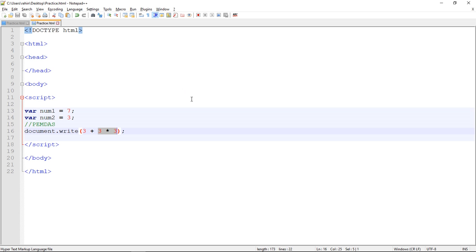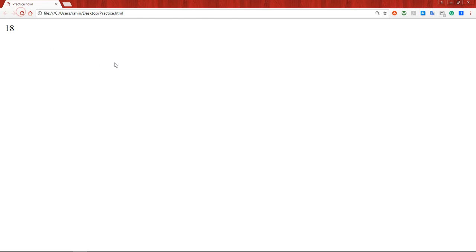Now, if you need for some reason the addition to take precedence over the multiplication, what you can do is again use the very first level of precedence, which is parentheses. So just enclose your addition in the parentheses. So now you're going to have 3 plus 3 is going to be 6, then multiply it by 3, and that should give us an 18. All right.